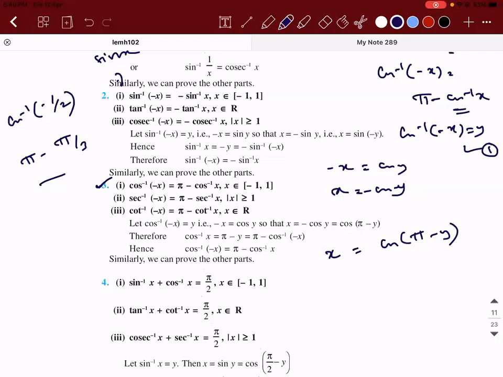I could have written it as cos of pi plus y also, but why did I write it this way? Because pi plus y goes into the third quadrant, and the third quadrant does not belong to the range. So I wrote cos of pi minus y. Again, I take cos inverse on both the sides. So can I write cos inverse of x is equal to pi minus y? But what is y, guys?